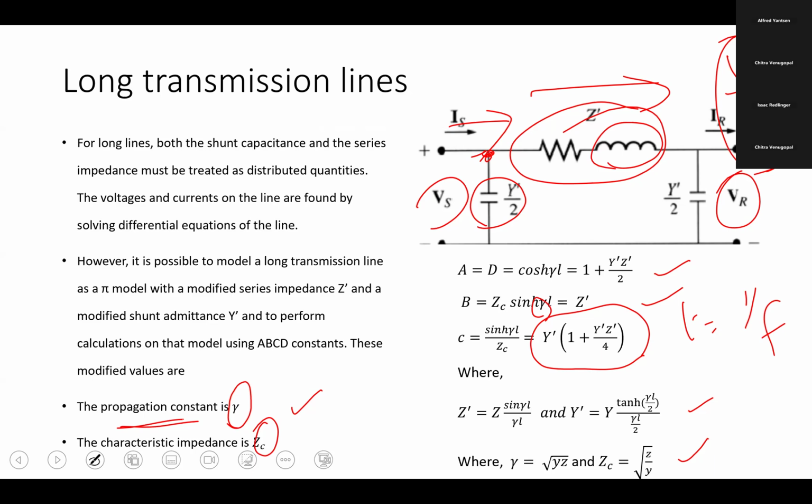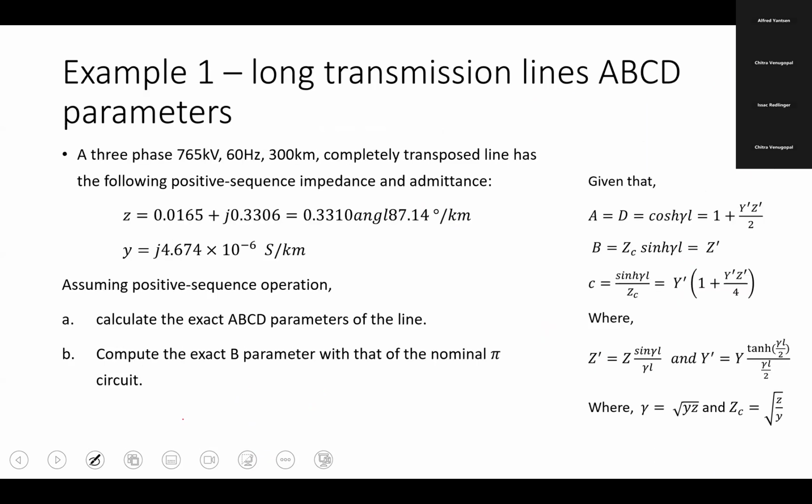for various transmission lines. Now here it is talking about a 3-phase 765 kV 60 hertz 30 kilometer completely transposed line having a positive sequence impedance. Positive sequence, negative sequence, we are going to talk about as the next topic in our next class, so don't worry about them now. It is given as Z and Y values, so calculate the ABCD parameters. This is just the straight application of the formula.